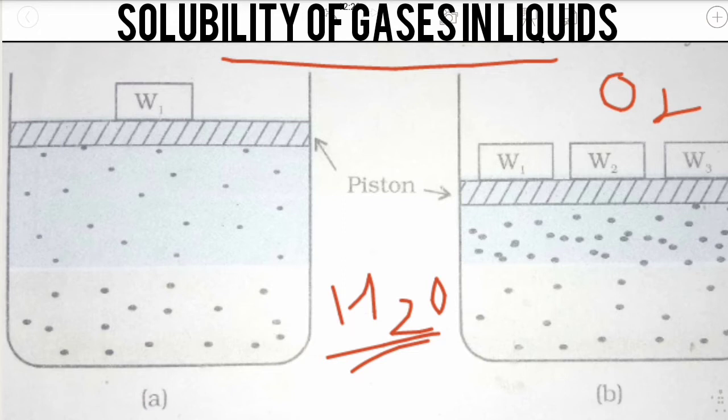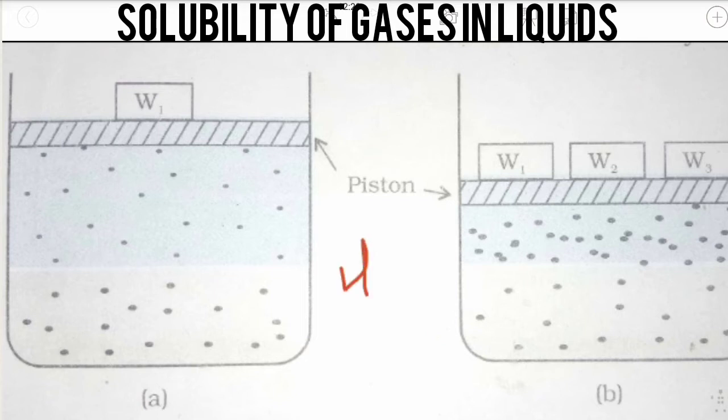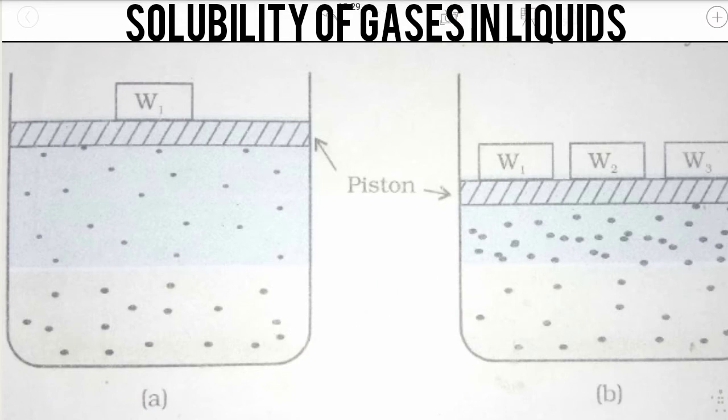On the other hand, HCl, which is hydrochloric acid, is highly soluble in water. The solubility of gases mainly increases with the increase of pressure. Let us do an experiment to understand the phenomenon of solubility of gases in liquids.